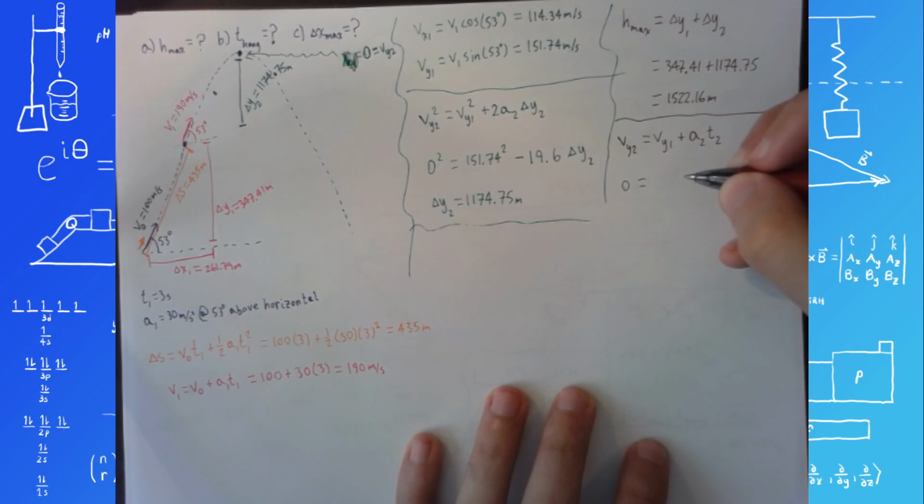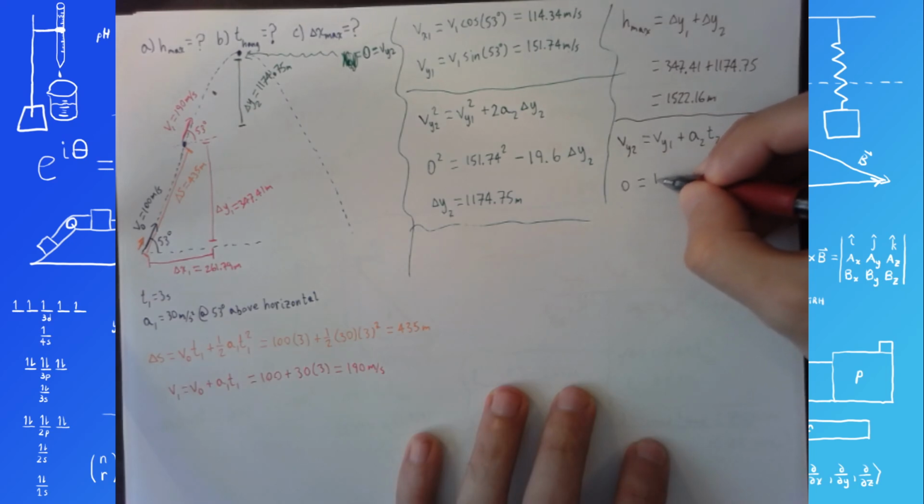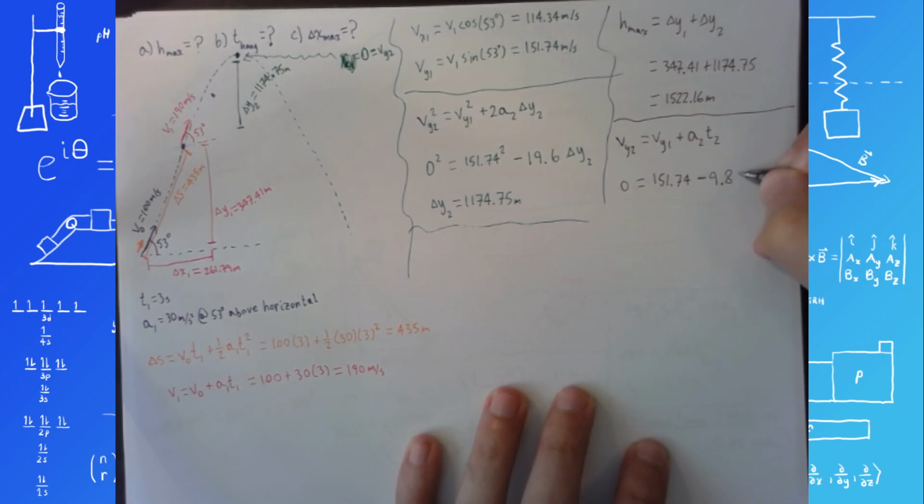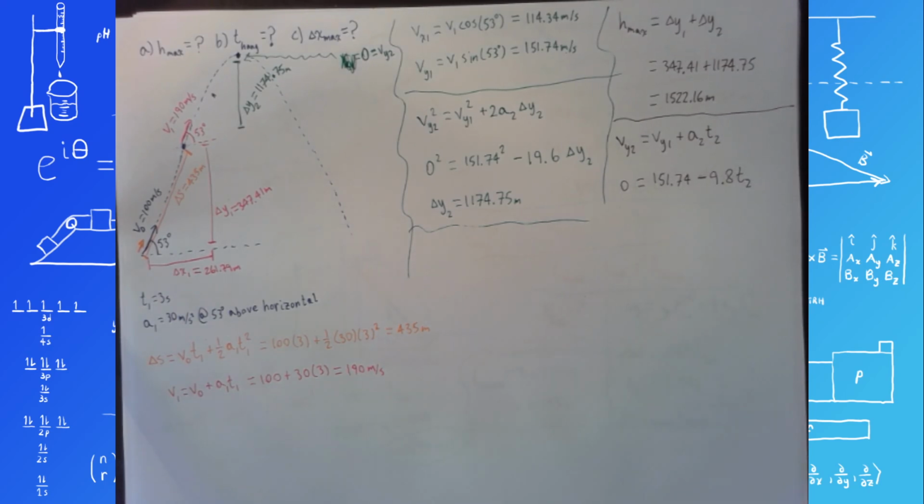0 equals 151.74 plus negative 9.8 times T2. So 151.74 over 9.8 is what I'm left with.